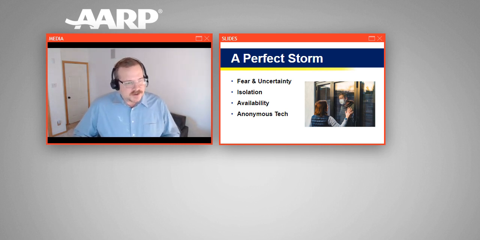Another factor playing into the favor of these con artists is the anonymous technology that we're using. So today we're using this platform called Intrado Studio. I'll bet many of you have been on Zoom meetings or using other platforms. And that technology in itself is something that the con artists use in some of their scams.